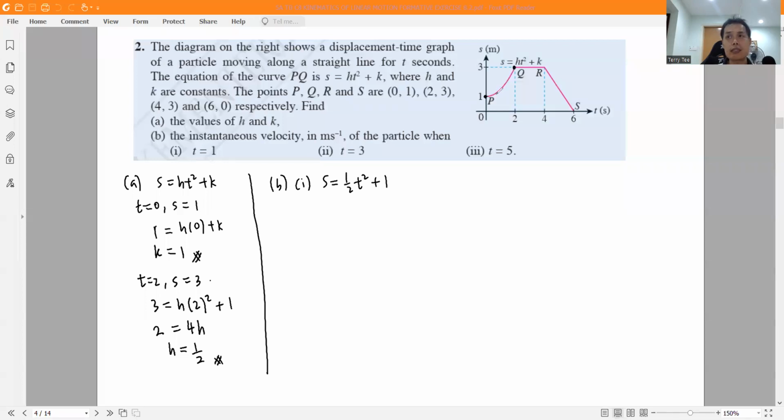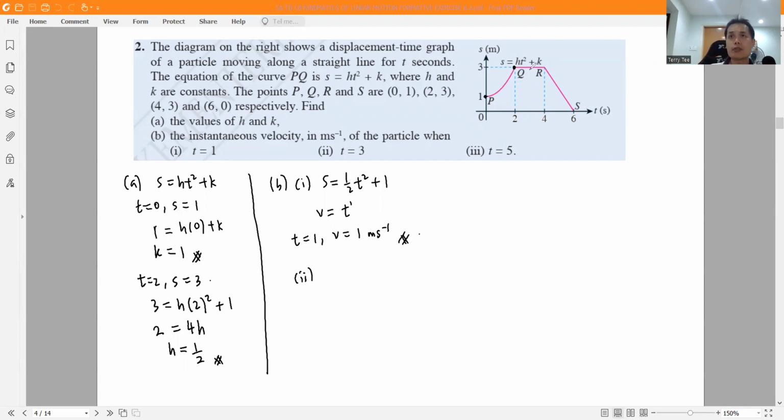So the velocity is the gradient of the displacement-time graph. But since your displacement here is a curve, you need to differentiate. So when I differentiate this, I bring the power down. Half times 2 is 1. So it's 1t, reduce the power by 1. This is t power 1. Now you don't have to write the 1. You don't have to write t power 1. Okay, sub t with 1, your v is also 1. Yeah, 1 meter per second.